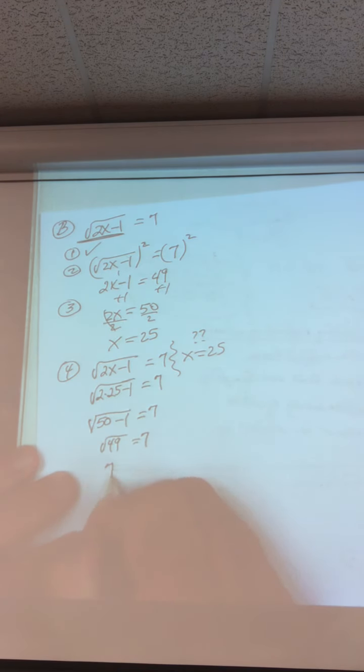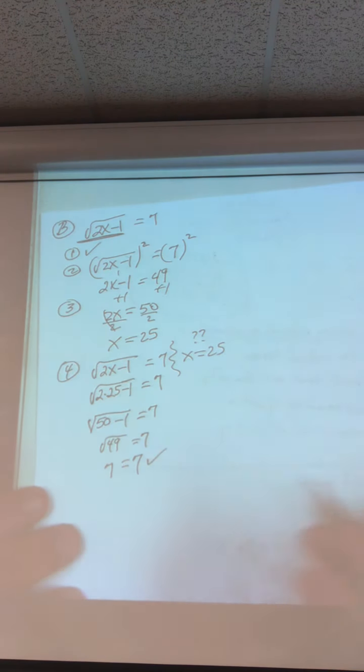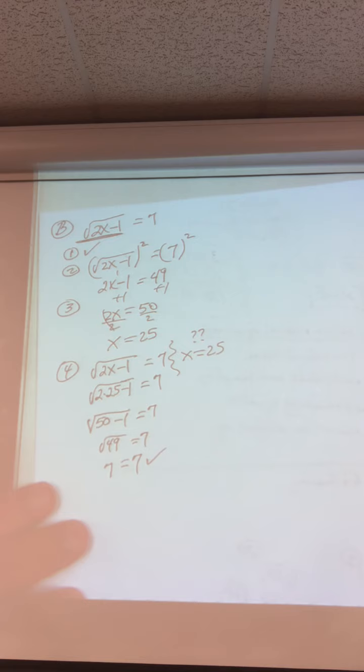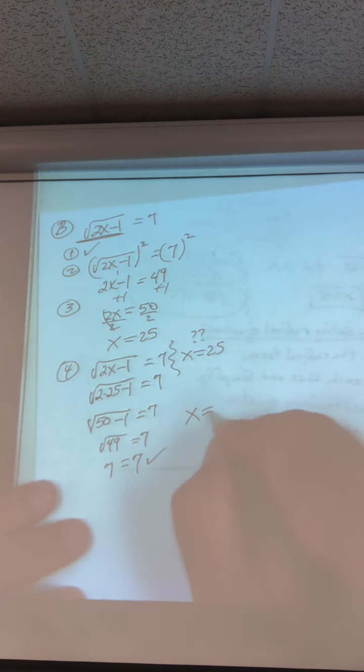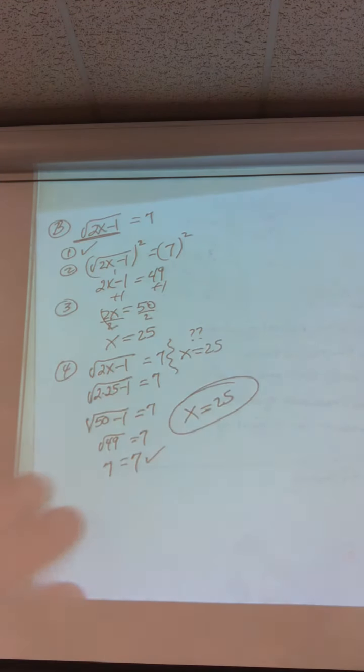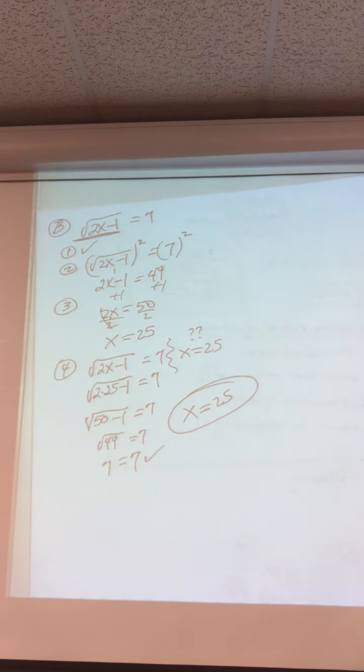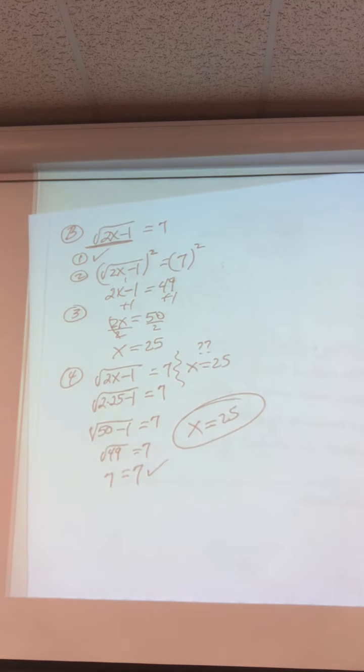Square root of 49 is 7. Is that true? Certainly it's true. 7 is equal to 7. So the answer to this problem is x equals 25. Okay? Let's do another example.